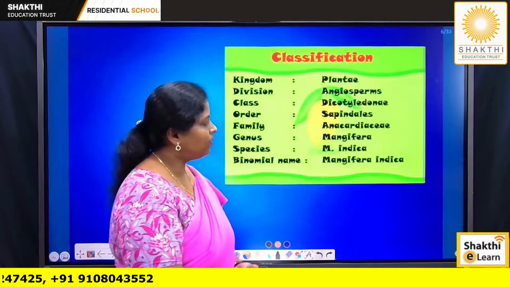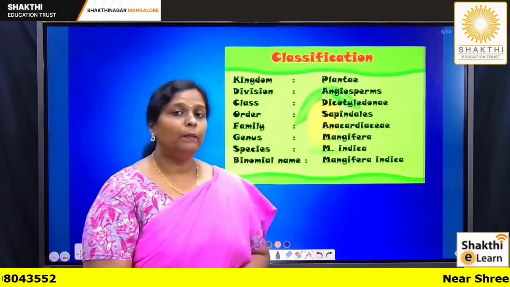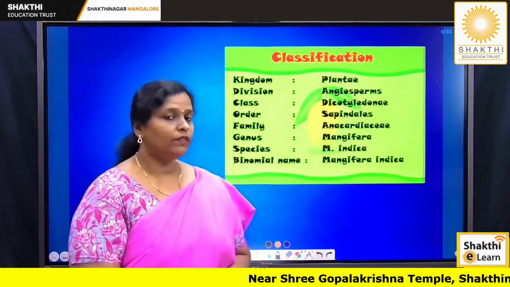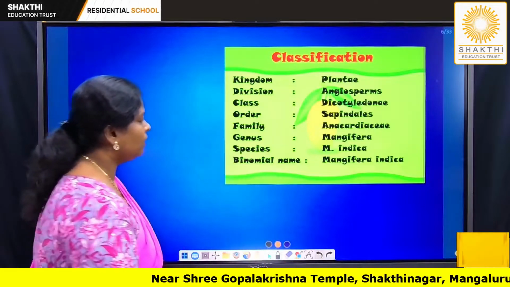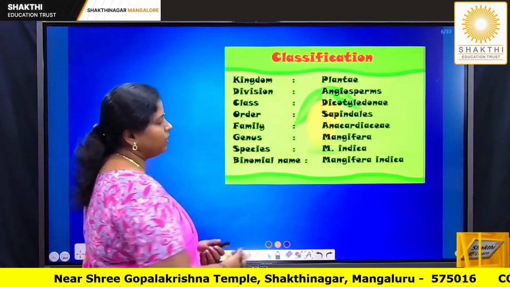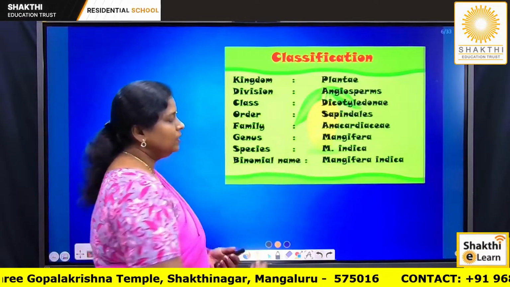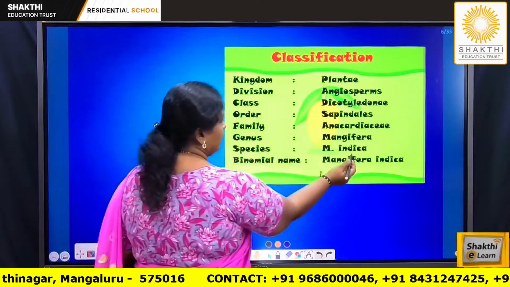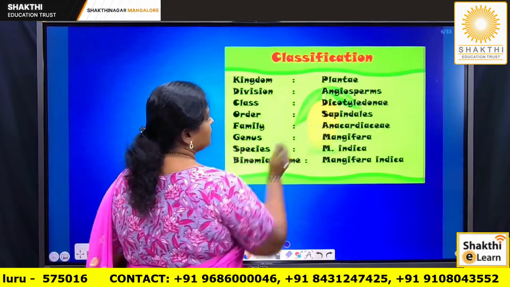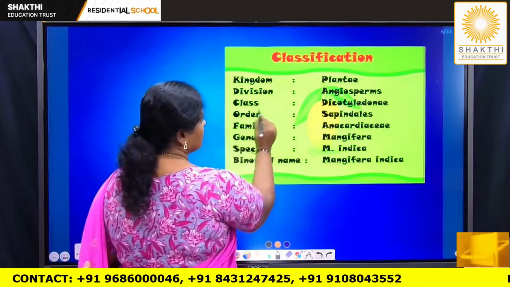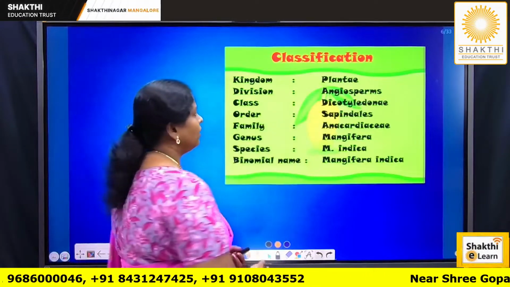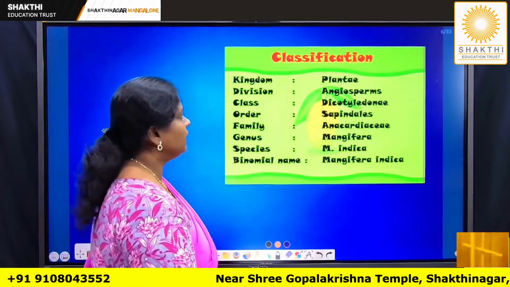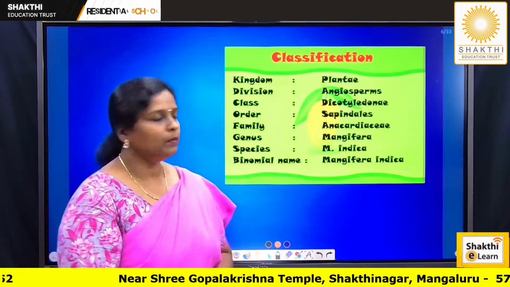Next example is you have to know taxonomic hierarchy of mango. The scientific name of mango, I am sure you know, it is Mangifera indica. When you are representing the scientific name, first of all, we have to represent the species. In this particular image, the binomial name has been given, that is scientific name of mango, Mangifera indica. Species is indica, genus is Mangifera, family is Anacardiaceae, order is Sapindales, class is Dicotyledonae, it is a dicot, division Angiospermae, that is, it is a flowering plant, and kingdom is Plantae. All plants belong to kingdom Plantae.